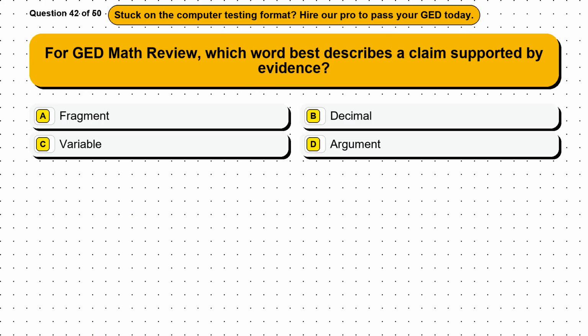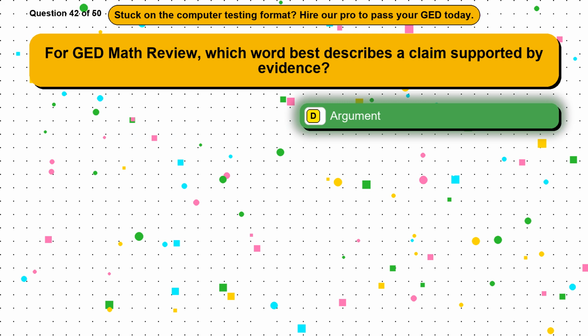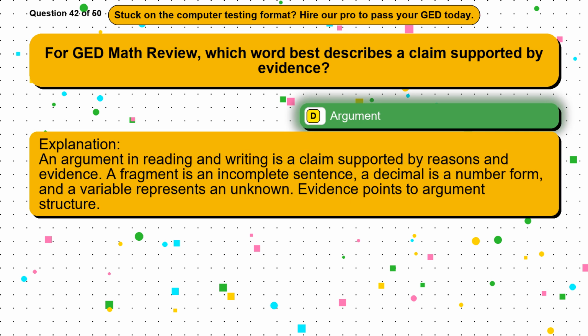Question 42. For GED Math review, which word best describes a claim supported by evidence? Option A, fragment. Option B, decimal. Option C, variable. Option D, argument. The correct answer is option D. Argument. An argument in reading and writing is a claim supported by reasons and evidence. A fragment is an incomplete sentence, a decimal is a number form, and a variable represents an unknown. Evidence points to argument structure.